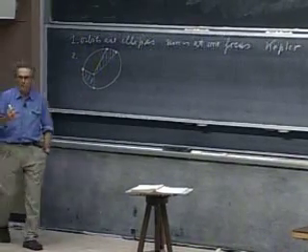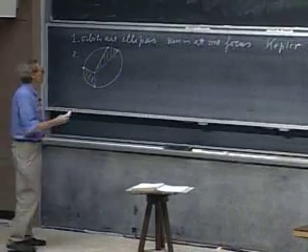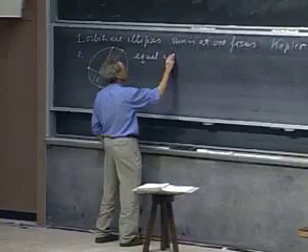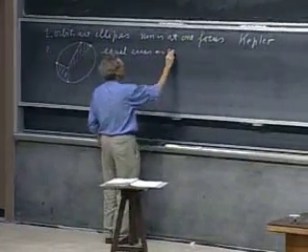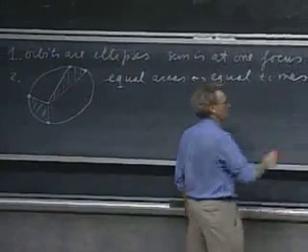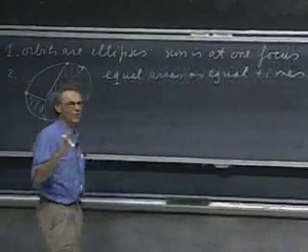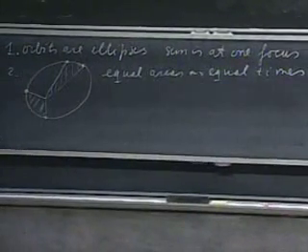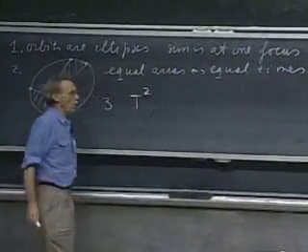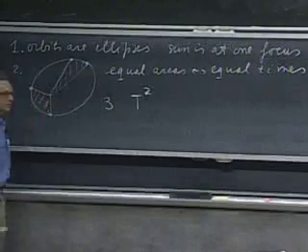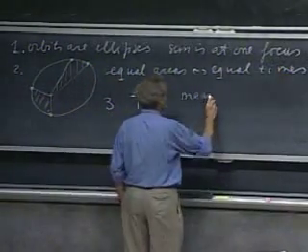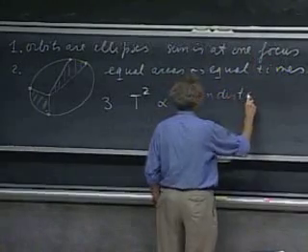An amazing accomplishment to come up with that idea. And this is called equal areas, equal times. Somehow it has the smell of some conservation of angular momentum. And then his third law was that if you take the orbital period of an ellipse, that is proportional to the third power of the mean distance to the Sun.